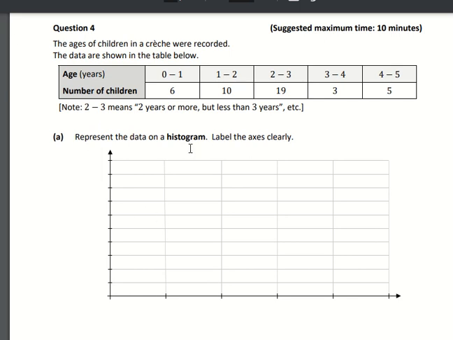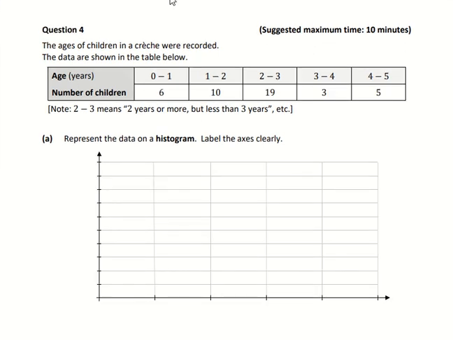Hi folks, this is question 4. So the first thing you need to do is to draw a histogram. It's always going to be these numbers that we're going to put along the bottom. So we're going to have 1, 2, 3, 4 and 5, and then my bars are going to go up as far as 19, so I'm going to go up in 2s here.